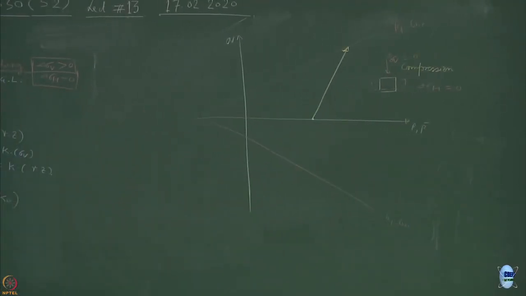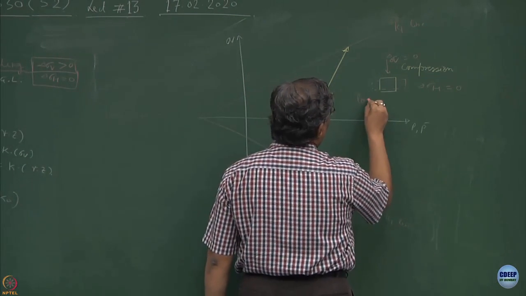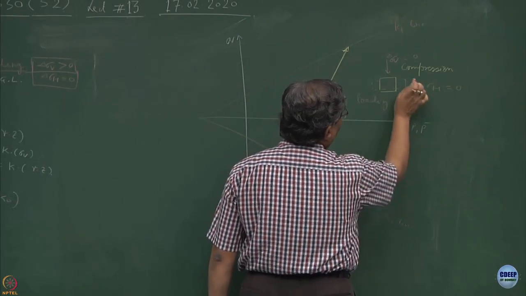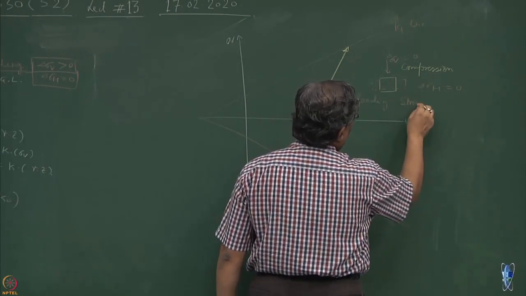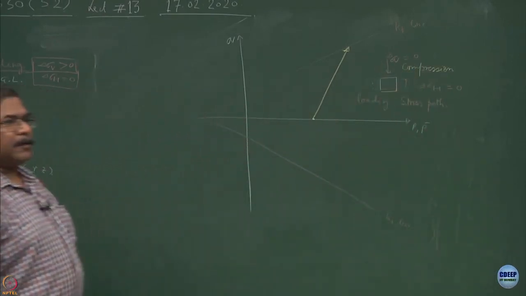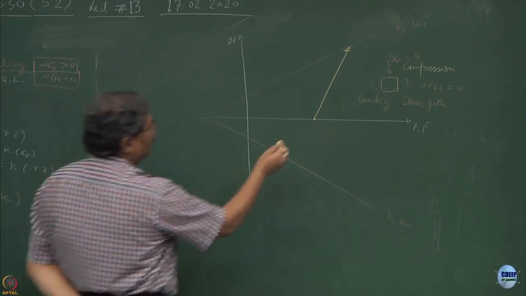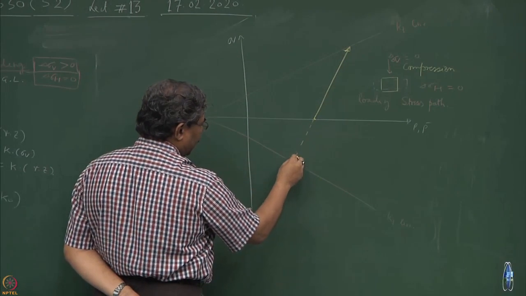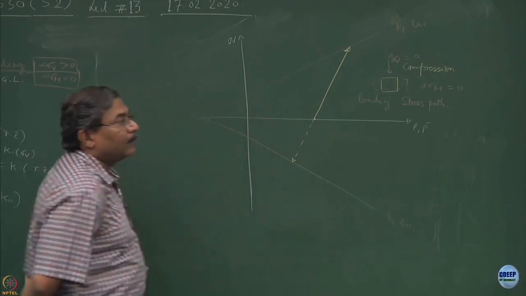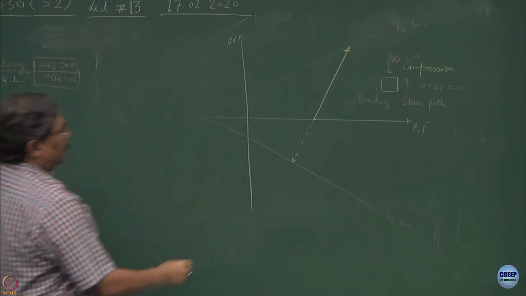What we call this is one-dimensional compression or loading. So this is a typical loading curve, loading stress path, sorry. What is the reverse of this? Suppose I project it on this side, what is going to be? What is the reverse of loading? Unloading. Under what circumstances?